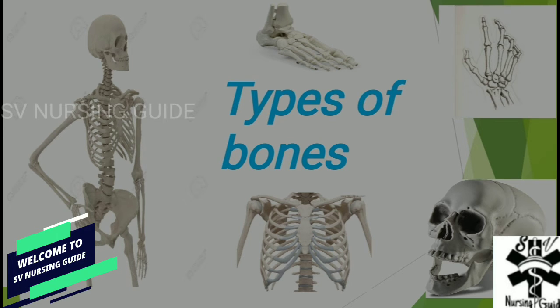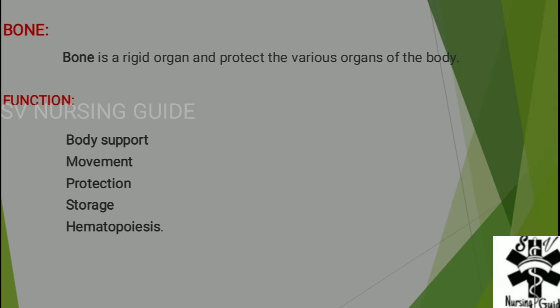In this video, we are going to see about types of bones. First, what is bone? Bone is a rigid organ that protects the various organs of our body. There are five important functions of our bone: body support, movement, protection, which means it protects the various organs of our body. Next, storage, it stores the minerals of our body. Hematopoiesis means formation of blood cellular components. These are the five important functions of our bone.